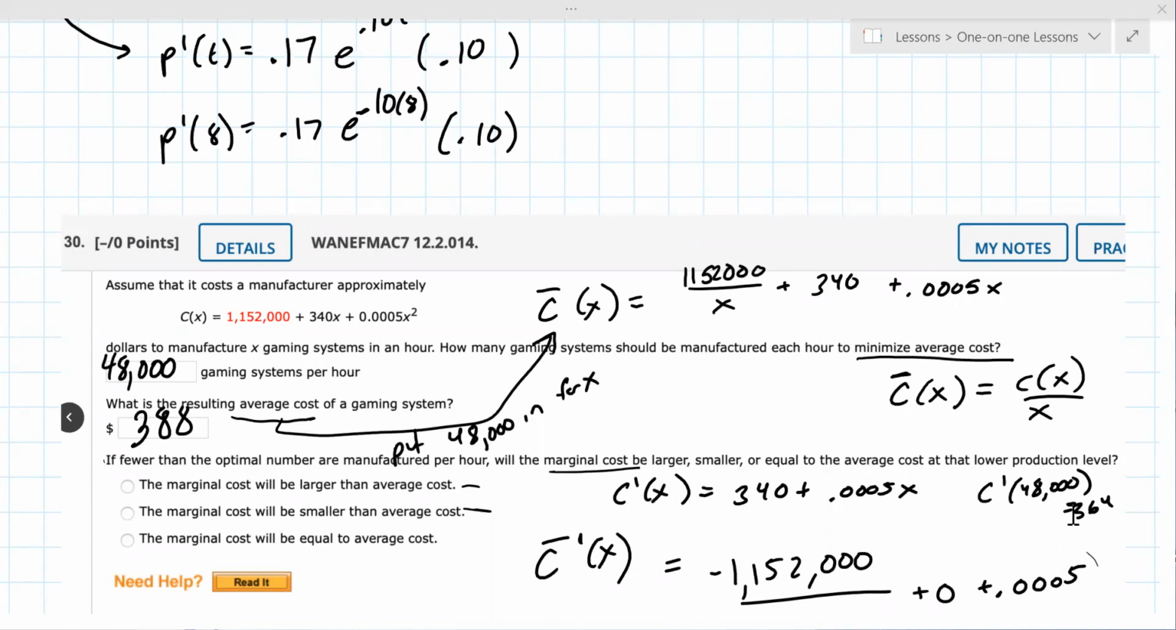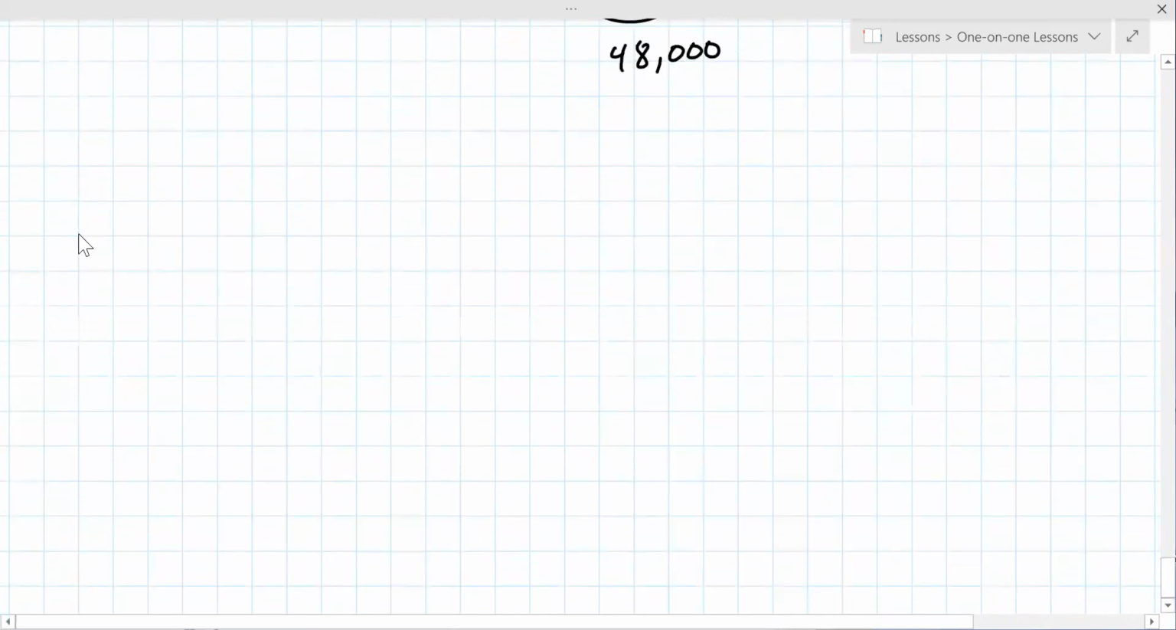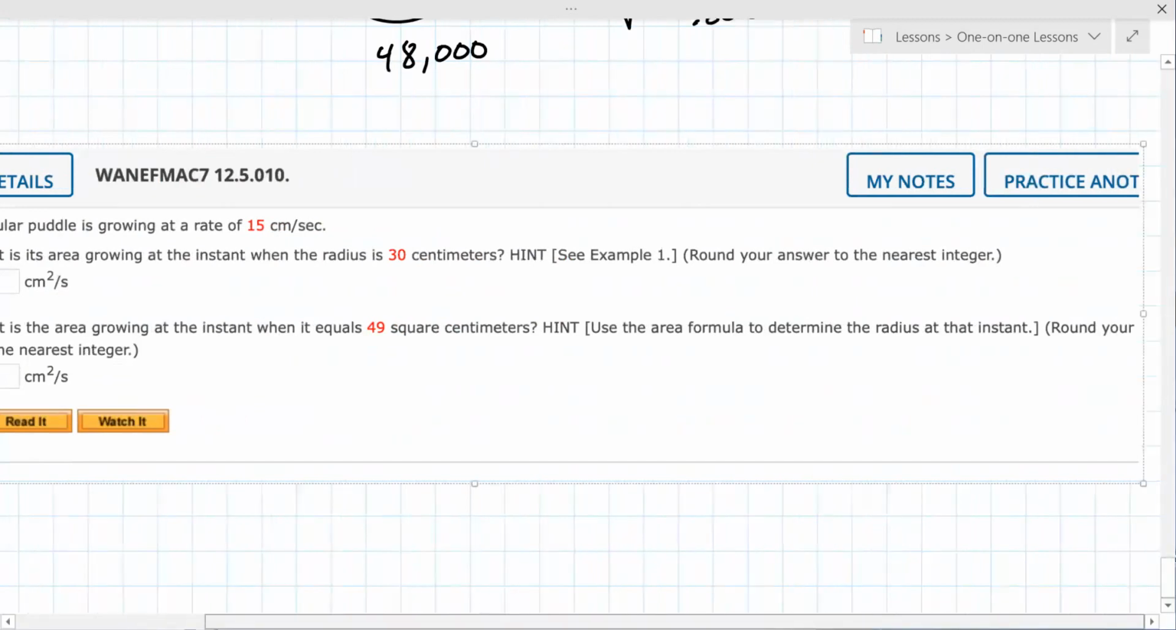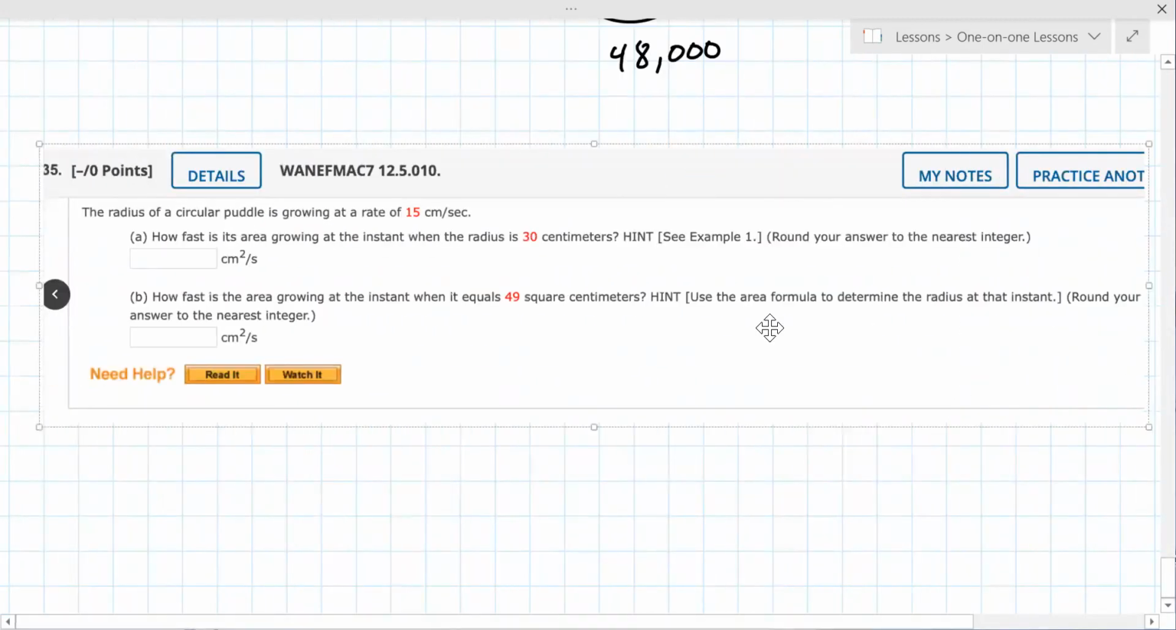So we're moving on to 35. Definitely remember us working on these problems. These are rates, and you've got a few things going on here. First thing, it says the radius of a circular puddle is growing at a rate of 15 centimeters per second. That's r prime. I know that because it tells me the radius, and it's distance per unit time, and radius is a distance. The per unit time is because it's a rate.